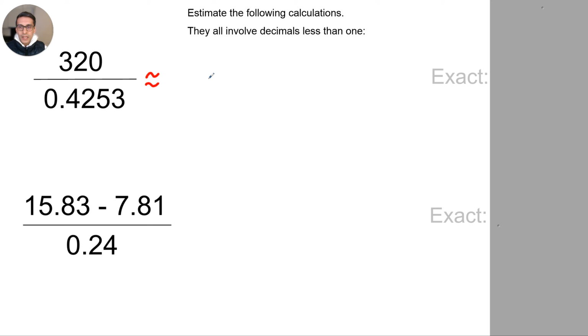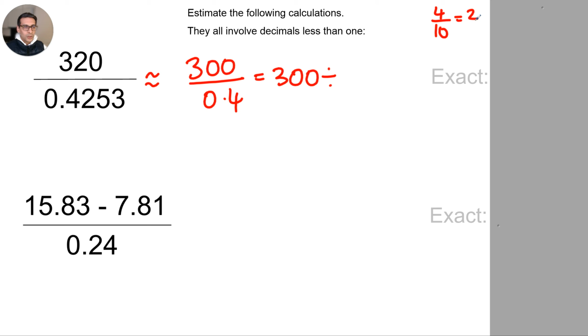So I may estimate this, for example, as 300 divided by 0.4. And that's going to give me 300 divided by 0.4, which is 4 over 10. So we'll just do this on the side. 4 over 10 is the same as 2/5. So 300 divided by 2/5, and that's the same as 300 times 5 over 2.